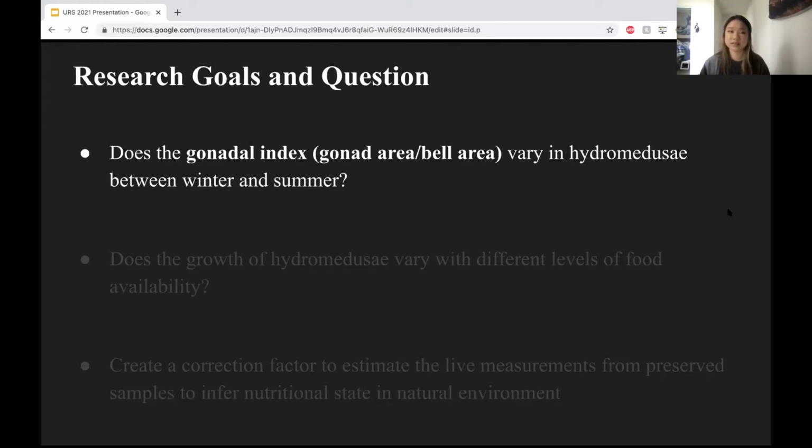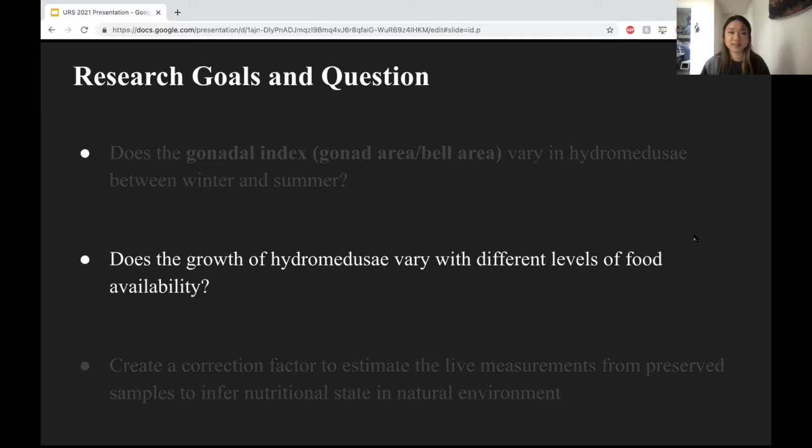The reason we're looking at the gonadal index specifically is so we can look at the proportion of the gonad area in relation to the bell area. We're going to assume that the gonad area and bell area can be a little bit higher in summer than in winter, because summer has higher productivity. But by looking at the gonadal index, we can see if there is prioritization towards reproduction over overall somatic growth.